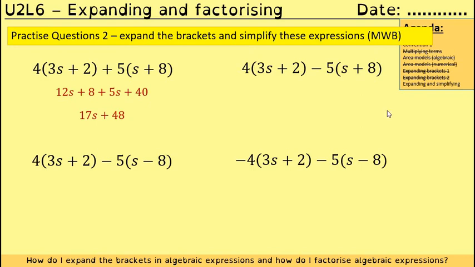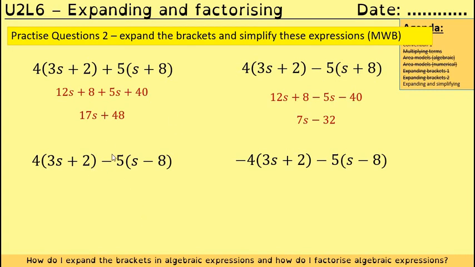Now in the next one, again, this is pretty much the same, except this 5 here, that the bracket s plus 8 is being multiplied by, is negative. So let's see what effect that has. When we expand the brackets, we'll get 12s plus 8. Then we'll get negative 5s subtract 40, and that's because we have negative 5 times s and negative 5 times 8. Then collecting the like terms in this expression gives us 7s take away 32.